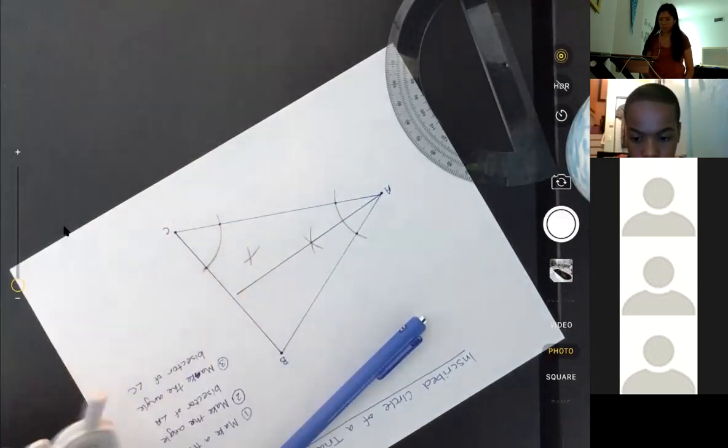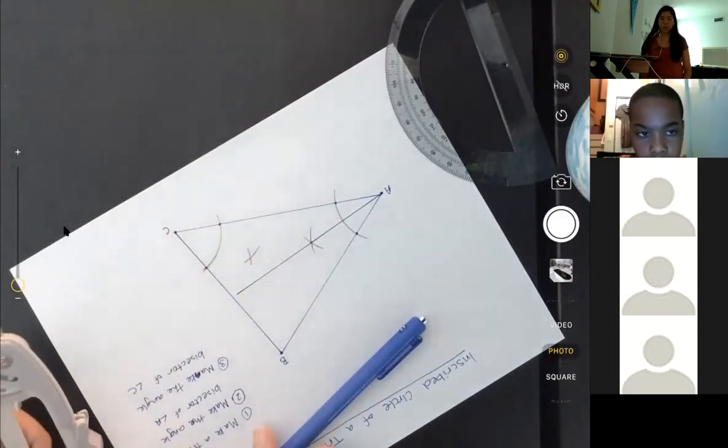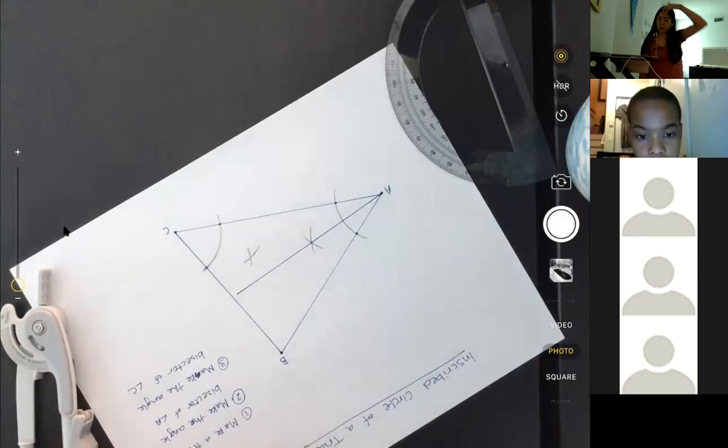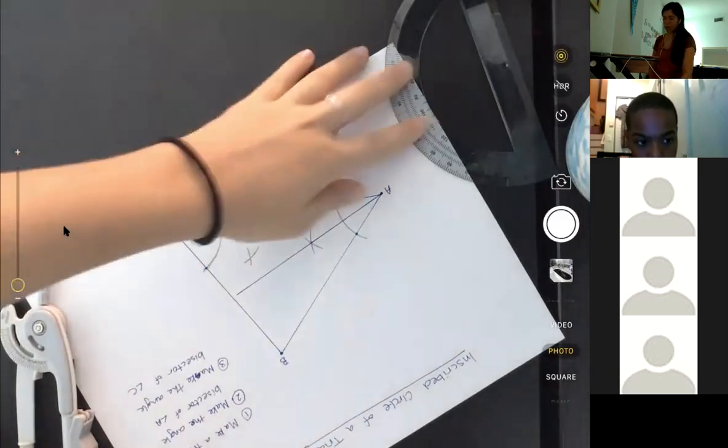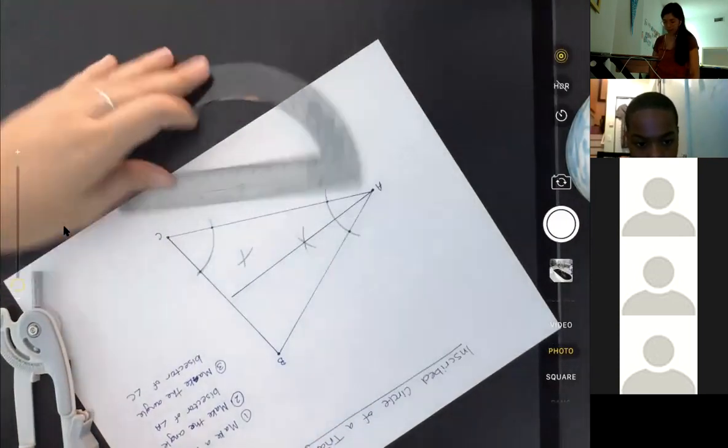Hey, we do this for all angles. We're only going to do it for angle A and C. We only need to do it for 2 of them because it automatically works out that way. You don't have to do it for all 3. I mean, you could, but it'll end up at the same place.